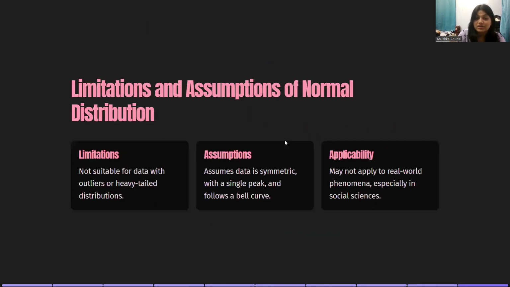Let's look into the limitations and assumptions of normal distribution. The limitation is that it is not suitable for data with outliers or heavy-tailed distributions. The assumptions are that the data is symmetrical with a single peak and follows a bell curve, so its applicability may not hold for real world phenomena, especially in social science.